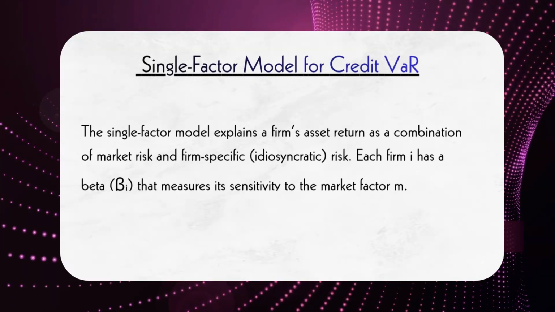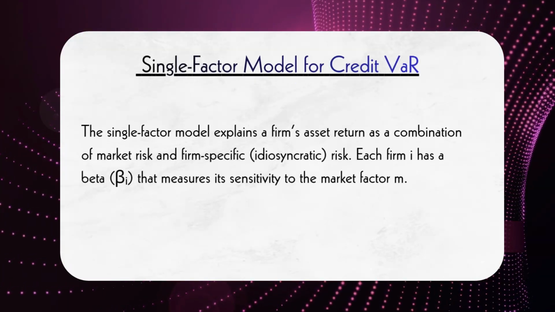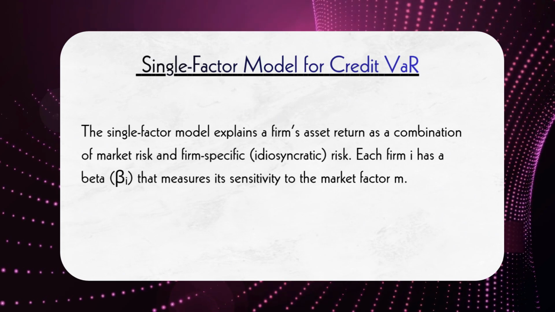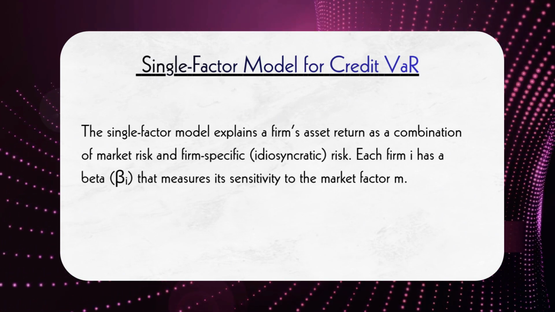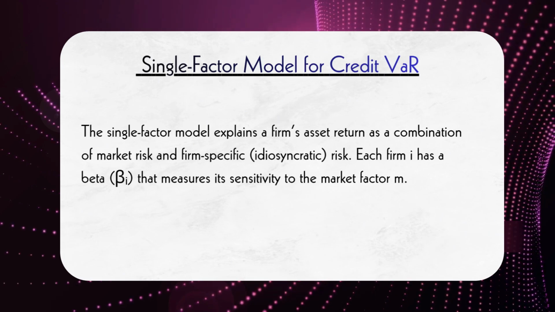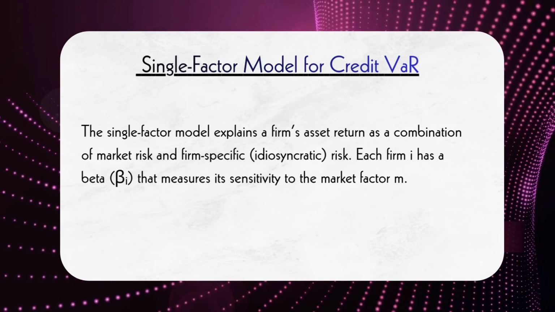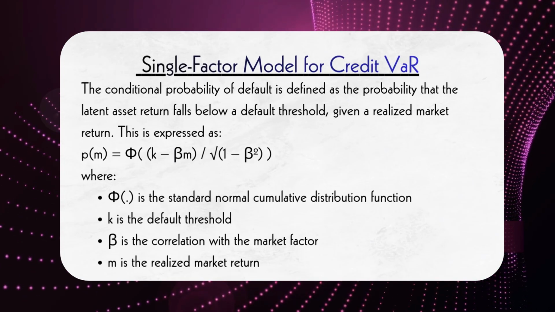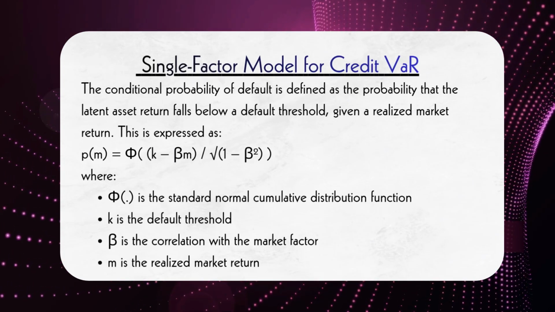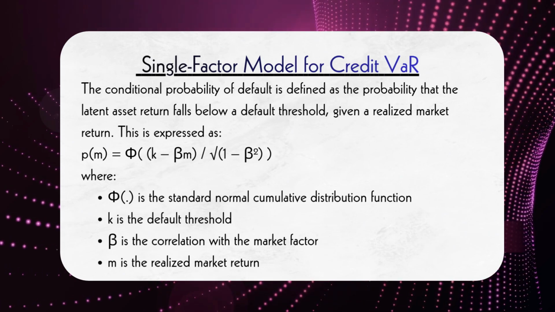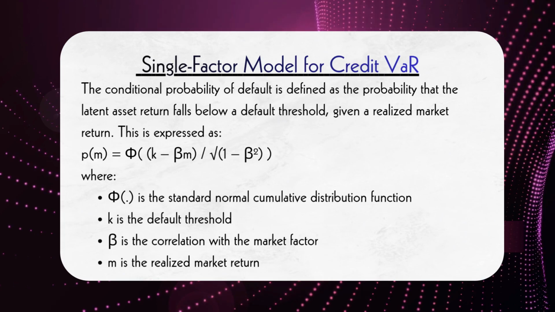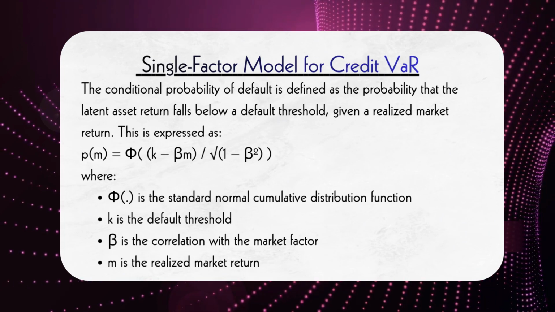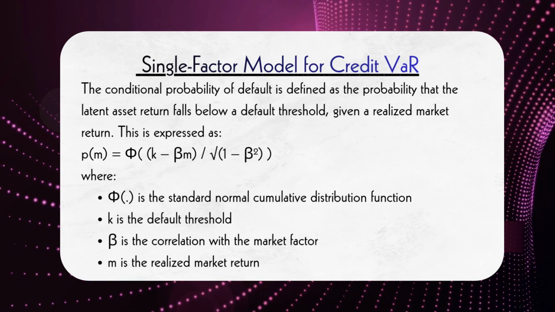In a single-factor credit VaR model, default risk is driven by a common market factor, denoted by M, along with firm-specific risk. The key idea is that a firm's asset return depends on how strongly it is correlated with the market, which is measured by beta. The conditional probability of default is given by the formula P(M) = Φ((k − βM) / √(1 − β²)). This means that the probability of default depends on the realized market return.